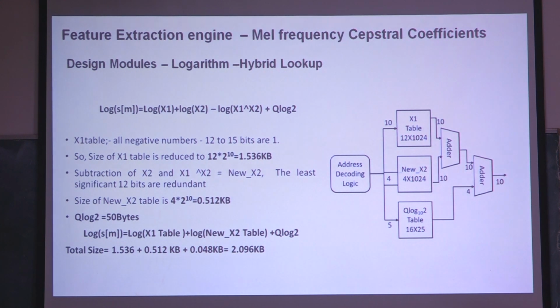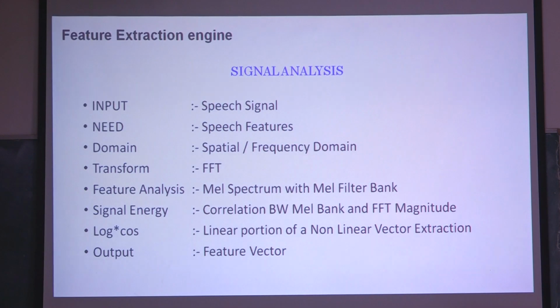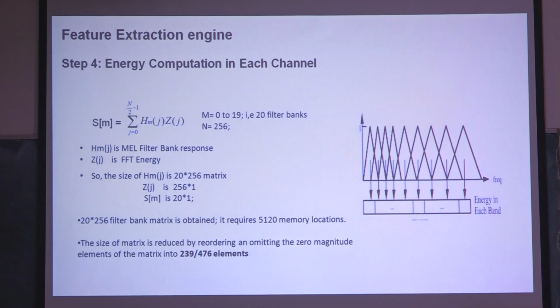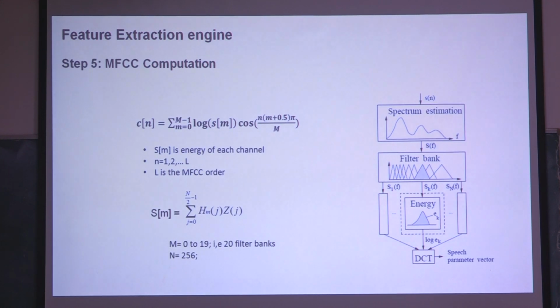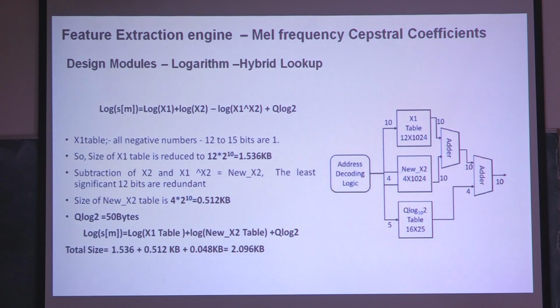So this new x2 table will again be stored as per the address which is present in the bit. At last, the total log of S of m will be calculated based on the lookup with the S of m bits. The S of m bits will be divided into two different groups. The first group is the x1 table address, and the second group is x1 intersection new x2 table, which is actually x2 minus x1 intersection x2 table.